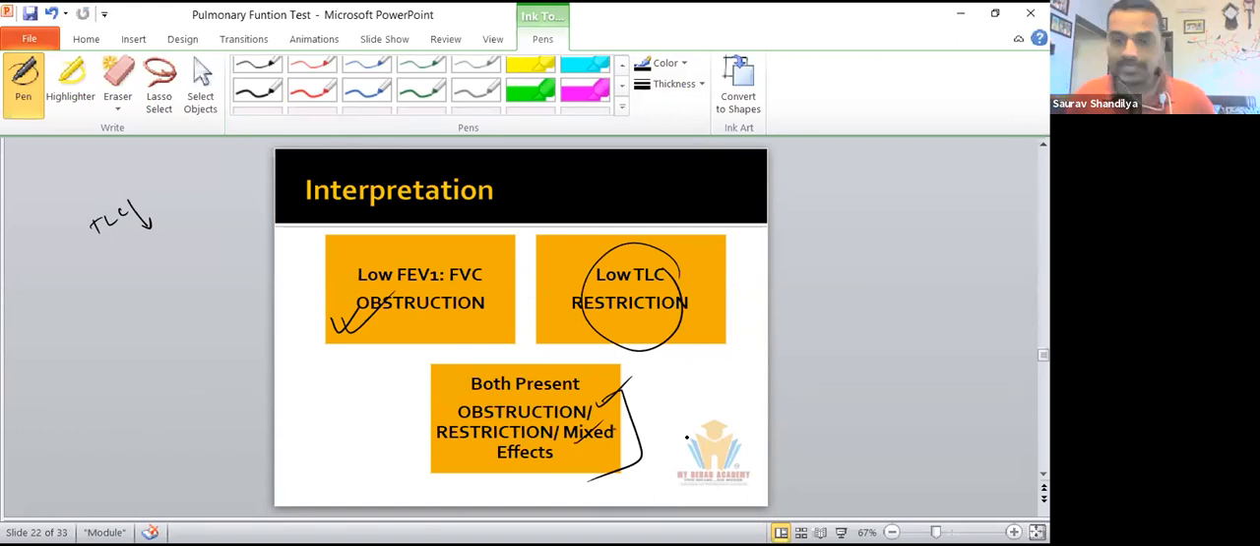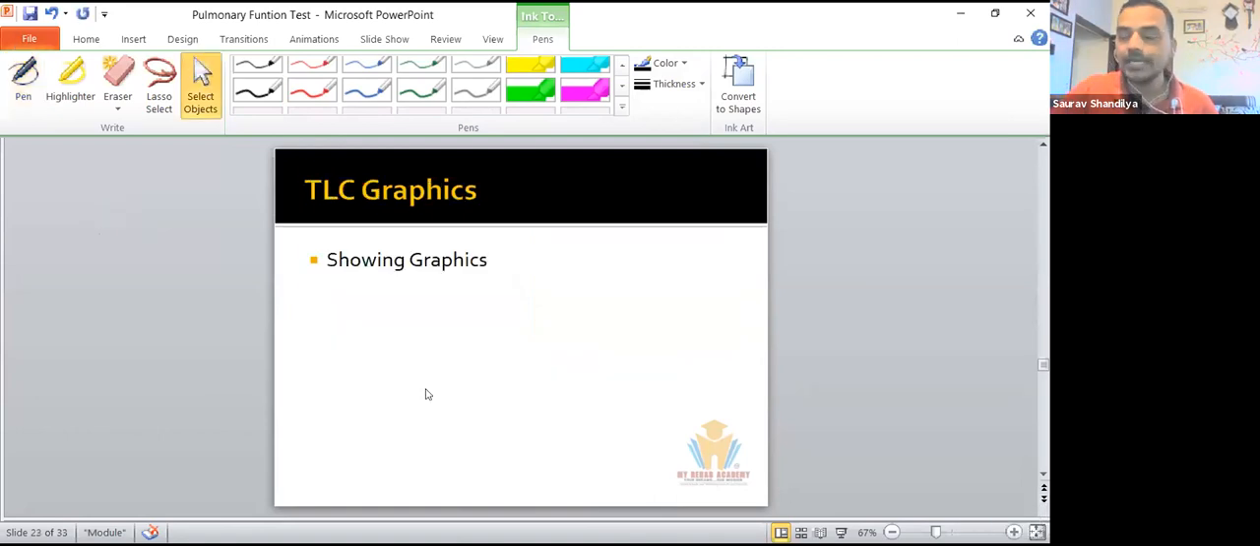But as a physio or as a medical professional, our work doesn't end here. We have to talk about how it is like that. So let us talk about certain graphics. The TLC graphics I have written, that does not mean anything, it is not rocket science. It is a very, very simple thing. What is total lung capacity? You know very well. Now let me draw for a normal person.